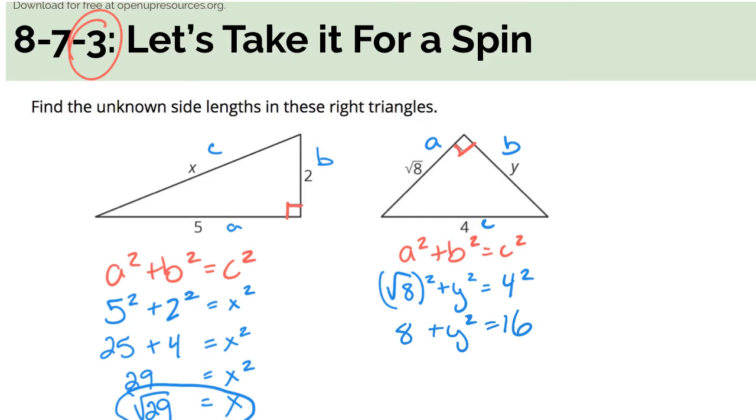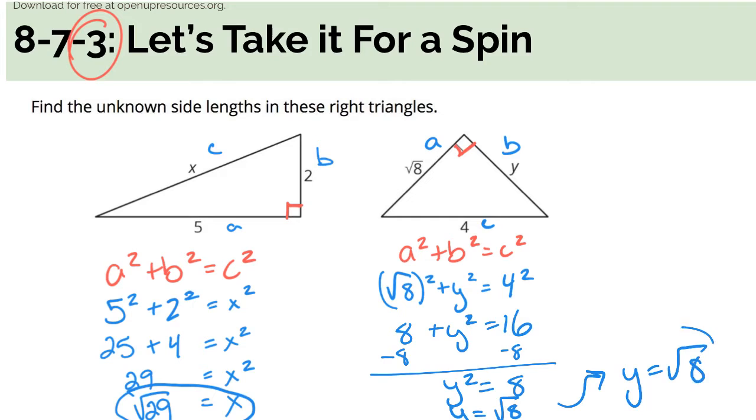Now this is like an equation where I have to get everything together on one side. So I'm going to subtract 8 from both sides. I get y squared equals 8. And so I know then that y needs to be the square root of 8. I'll write it over here. Y is the square root of 8. The big difference between these is that in one triangle, we were solving for the hypotenuse, which was C, and in the other triangle, we were solving for a leg, which was B. You still start out with the Pythagorean theorem, you still use it the same way, but it's just a little bit different when you get to the solving the equation piece.